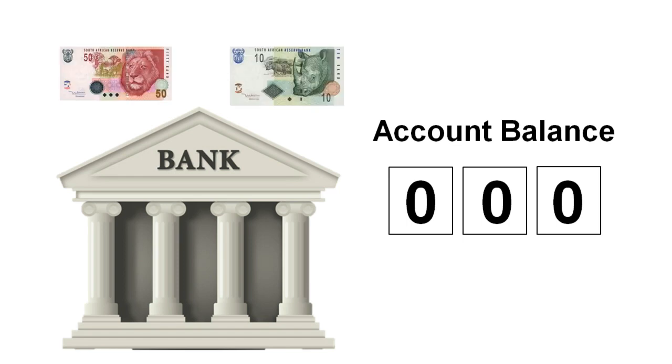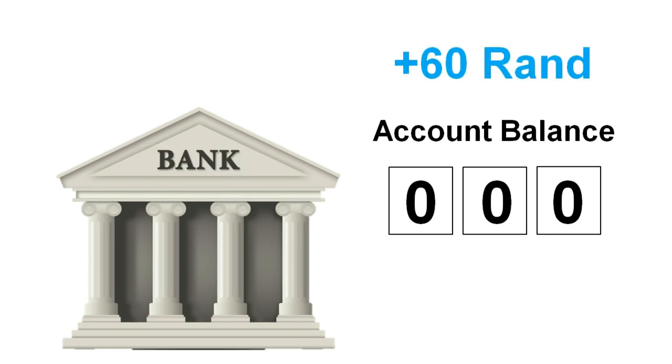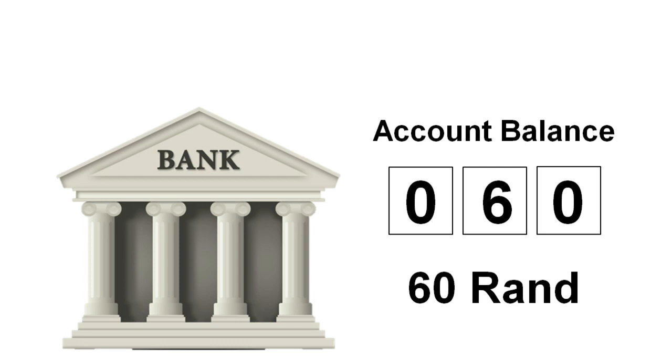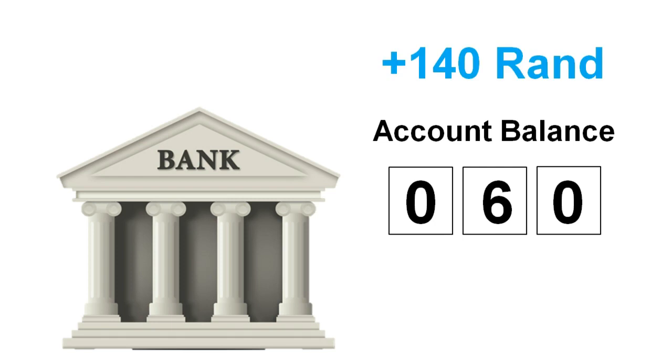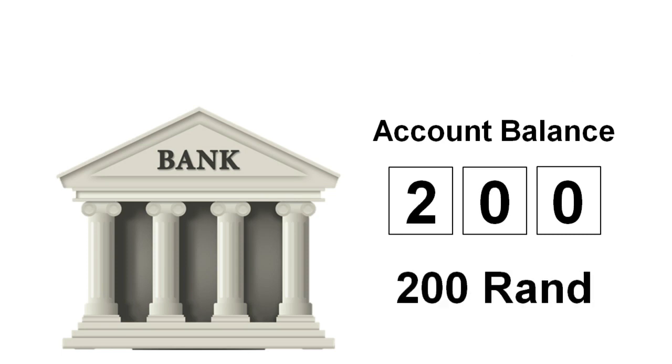You have 60 Rand you want to pay into your account. This is called a deposit. Once you have deposited the 60 Rand into your account, your balance will now show 60 Rand. Later on, you want to pay in a check for 140 Rand. After making this deposit, your account balance goes up by 140 Rand to 200 Rand.